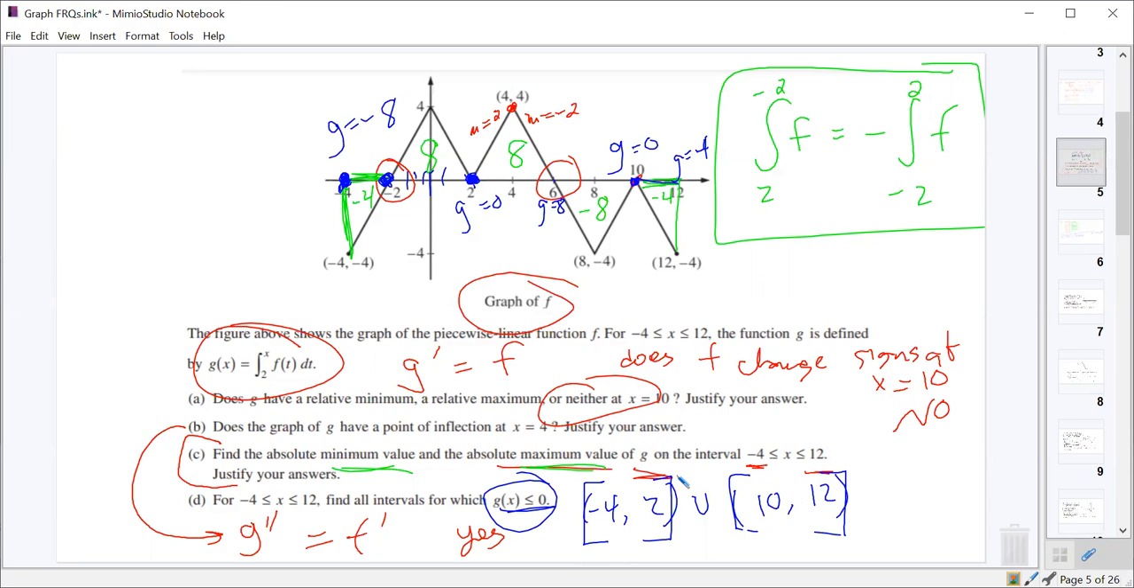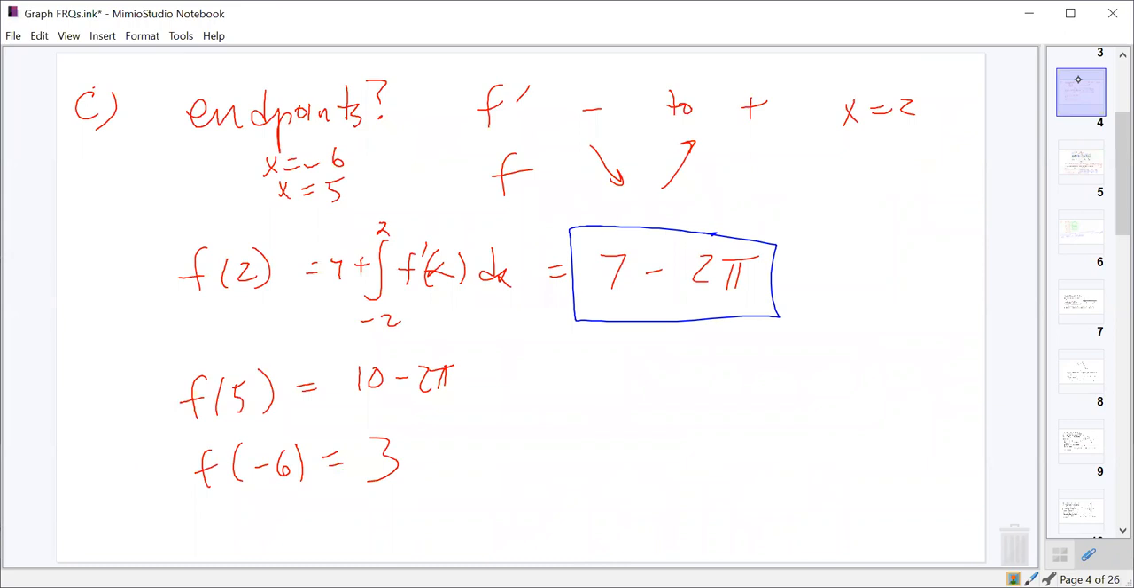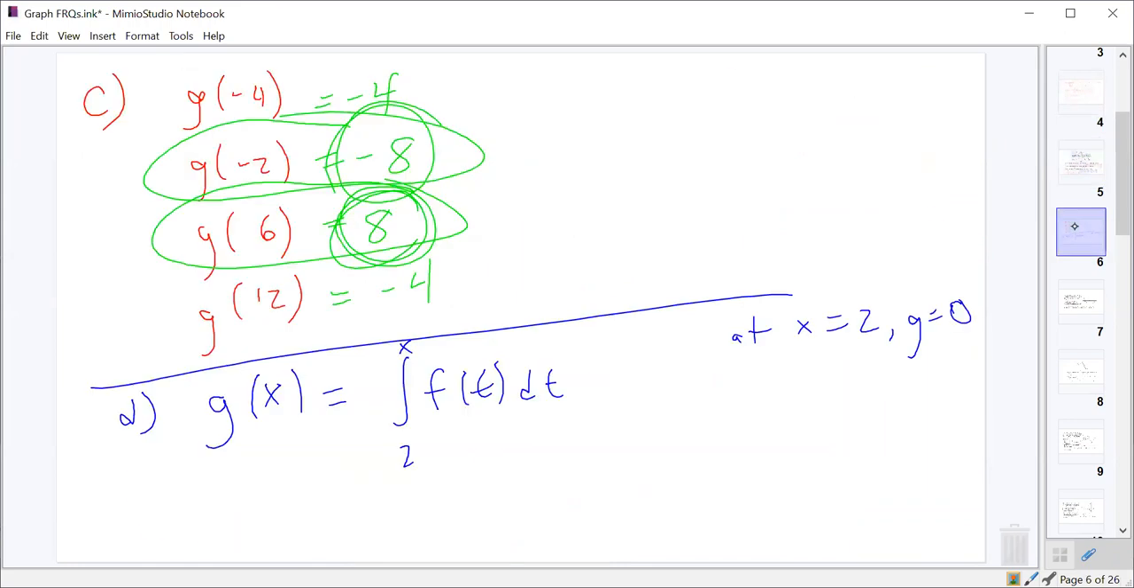Everybody good? Okay. Why is g equal to -8 at -2? Well, because that's, where did I put it? G. Right. Does that make sense? Wonderful.